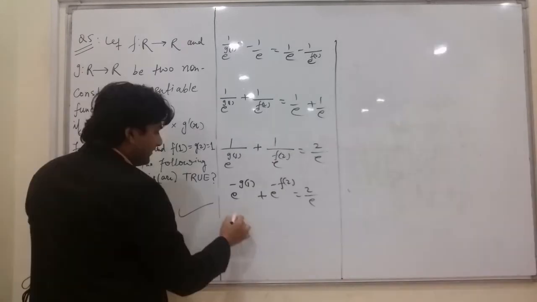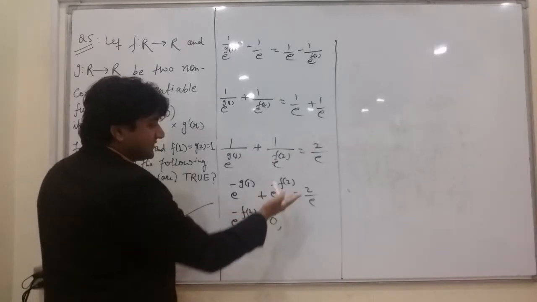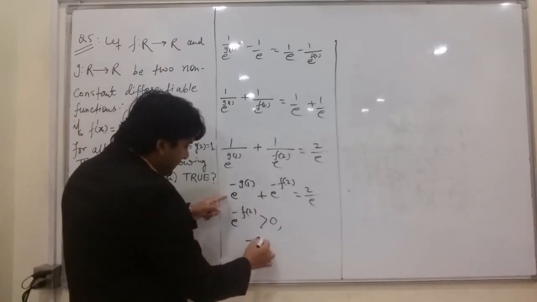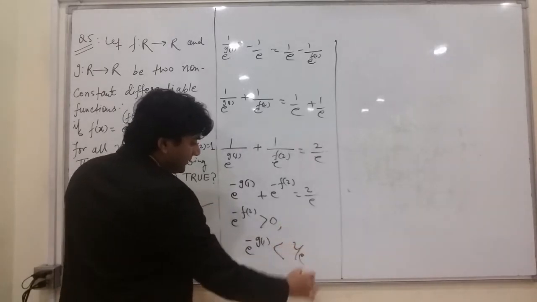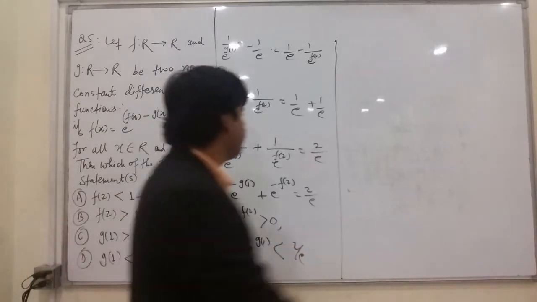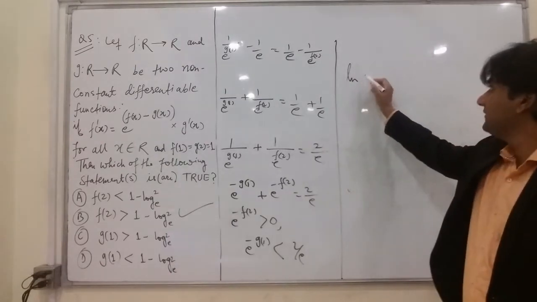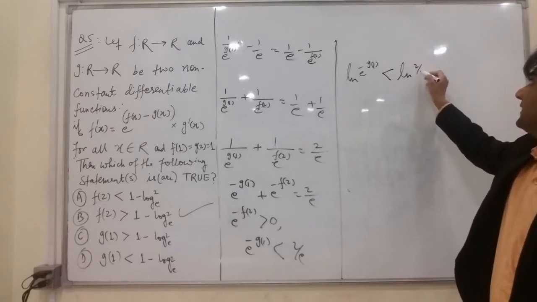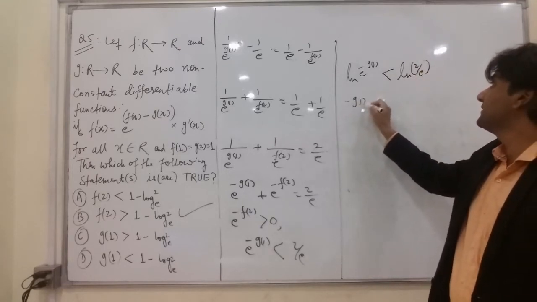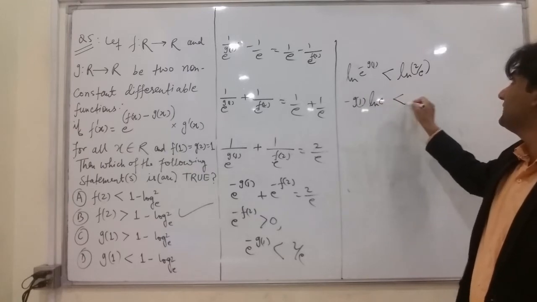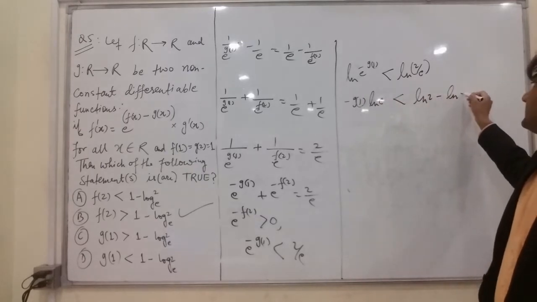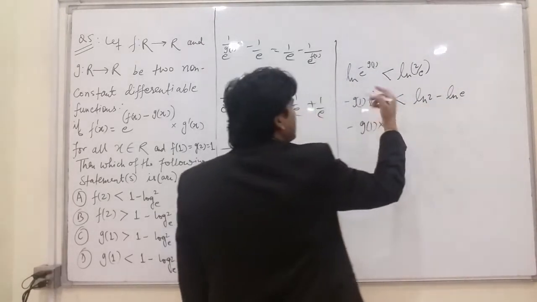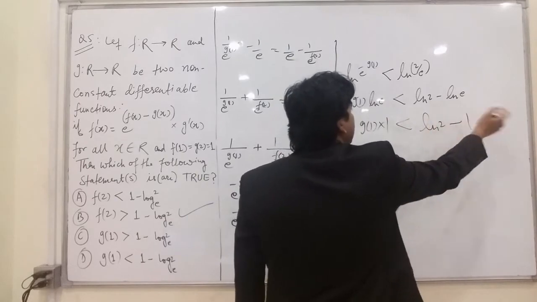So g of 1, e raised to minus f of 2 is positive. Of course, this is also an exponential function, so it will be positive. Then e raised to minus g1 is less than 2 over e. Now apply ln on both sides. Same concept. ln e raised to minus g1 less than ln 2 over e. So this is minus g1 ln e less than ln 2 minus ln e, and ln e means 1. This is ln 2, ln e means 1 again.